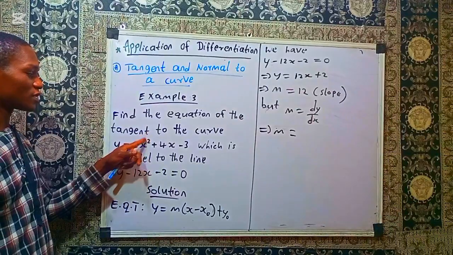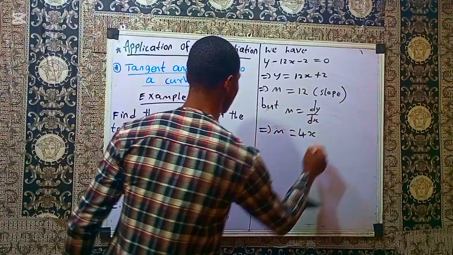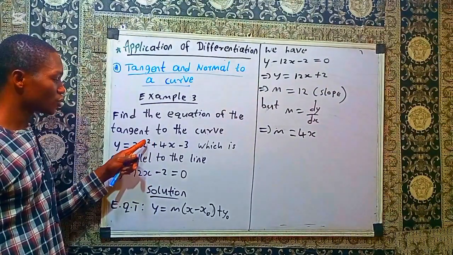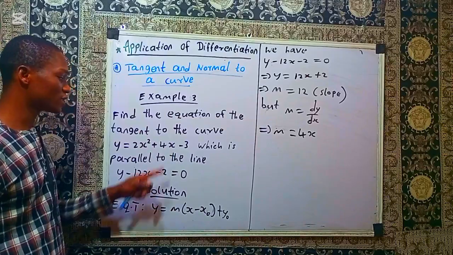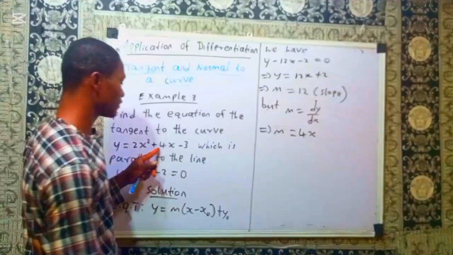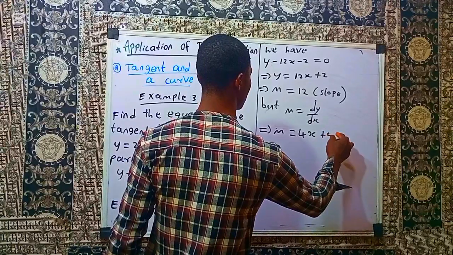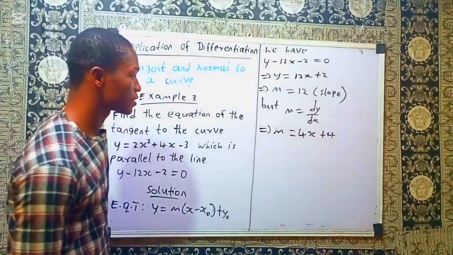What's the power of x here? 2 multiplied to have 4, so 4x, and if you remove 1 from 2, you have what? 1. So I have 4x power 1, which is 4x. If you do the same thing here, if you differentiate 4x, we'll get positive 4. And if you differentiate negative 3, you are going to get 0 because it's a constant.